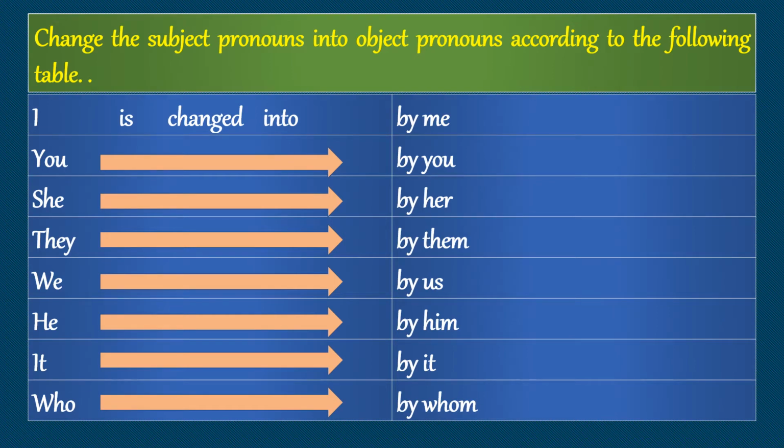Now I am going to give you a list of pronouns, the subjective pronouns and the objective pronouns. I is changed into by me. You is changed into by you. She is changed into by her. They is changed into by them. We is changed into by us. He is changed into by him. It is changed into by it. Who is changed into by whom.